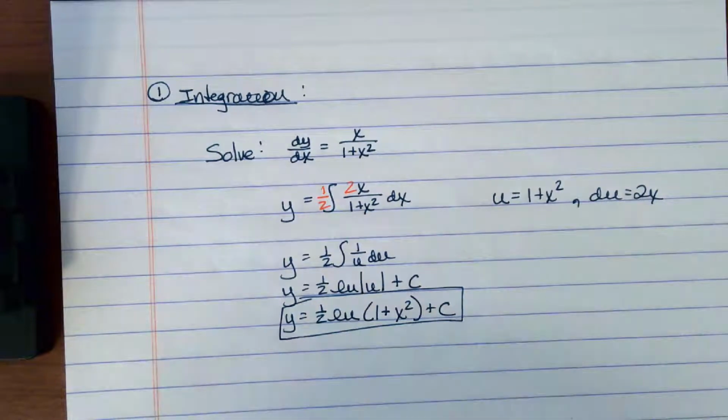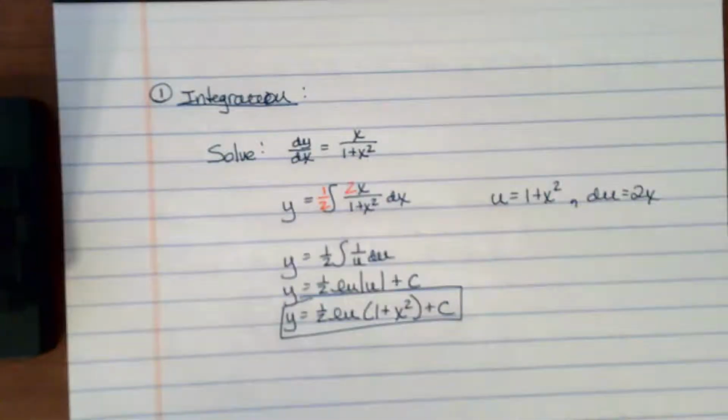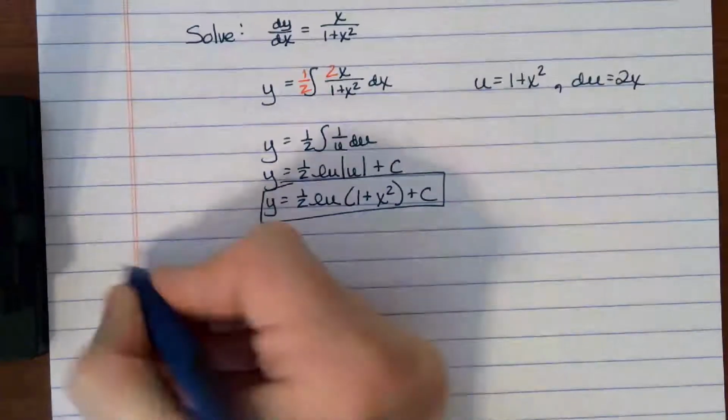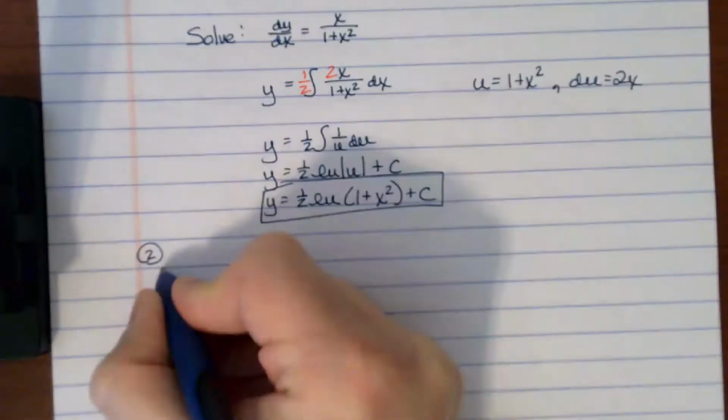There's nothing new here at all. I wanted to show you one just to make our list of methods complete, but that's really all that I want to say about this. You've seen this before. This is nothing new. What we're now going to turn to, that second method, is separation of variables.